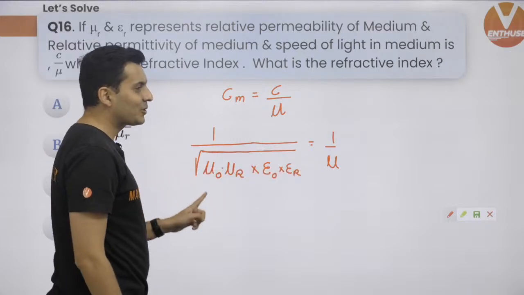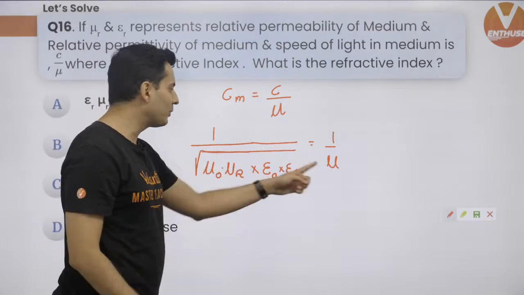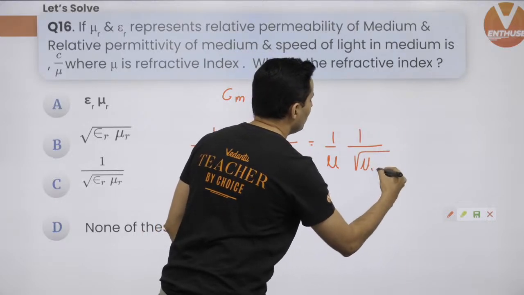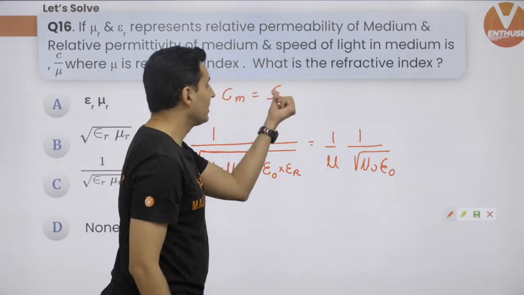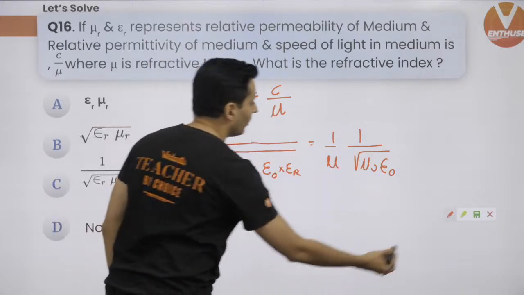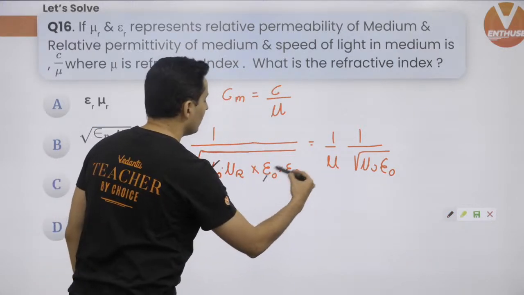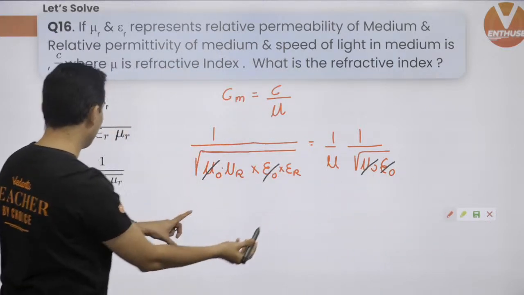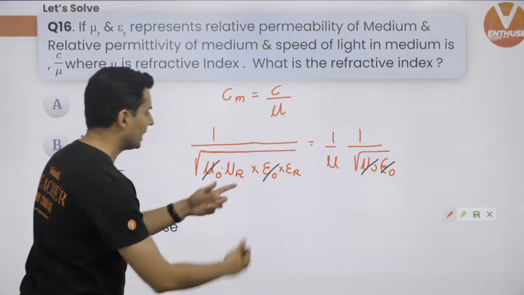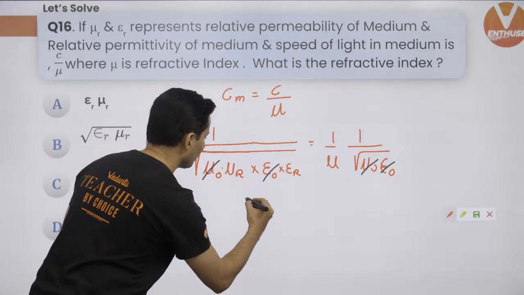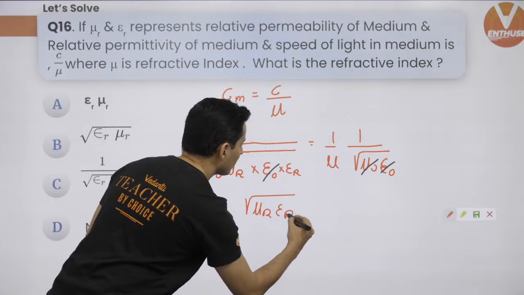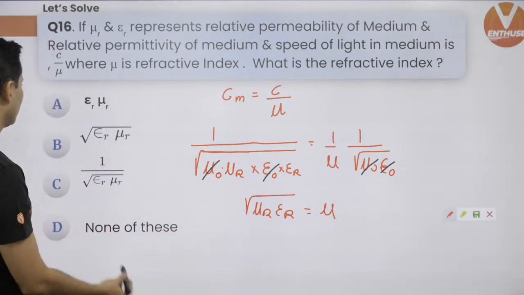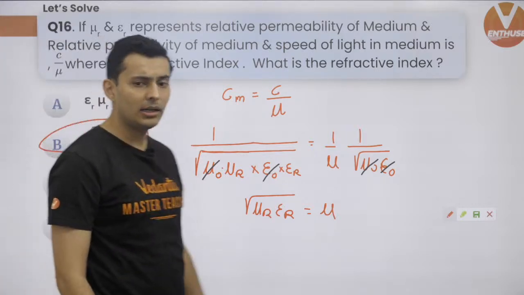Be careful. This question was given deliberately because many of you are going to get confused with the symbols. And the value of c is obviously 1 upon root of mu naught epsilon naught, because this was in free space or vacuum. Now you can obviously see so many things are going to get cancelled, mu naught, epsilon naught, and that's about it. You're going to get 1 by mu is 1 by root of mu r epsilon r. So guys, take the reciprocal of that. So root of mu r epsilon r is going to be mu. That's it, that's the answer. Done.